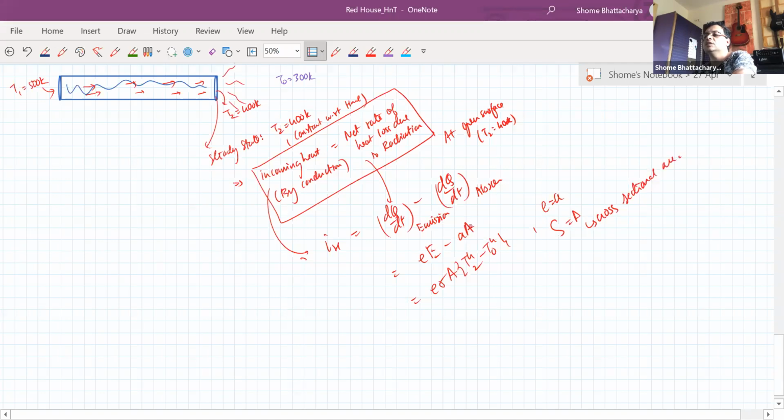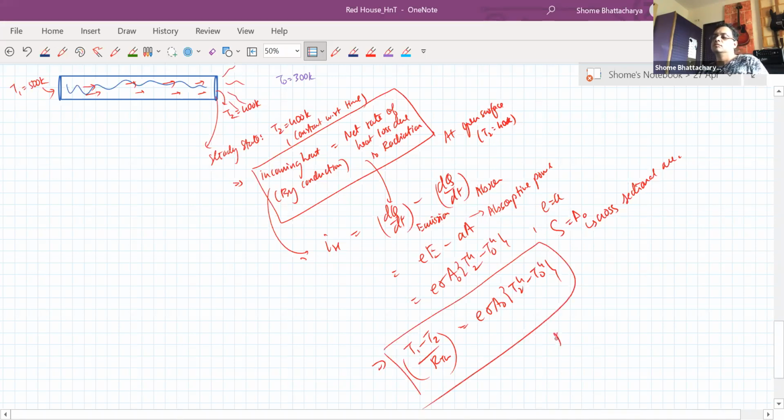So don't confuse this with the absorptive power here. Okay, so let's write this as A0 so that we don't confuse the two. And next step, this becomes T1 minus T2 upon thermal resistance. And then we substitute it. So there are two mechanisms by which heat transfer is happening: conduction across the length of the rod, and radiation at the open surface of the rod.